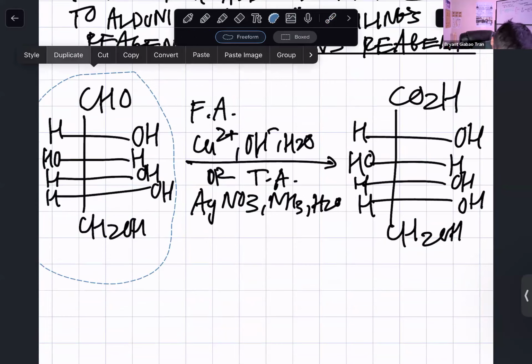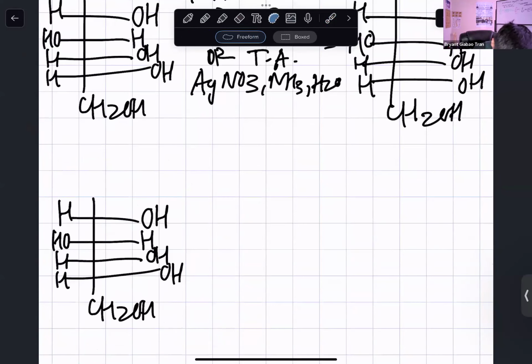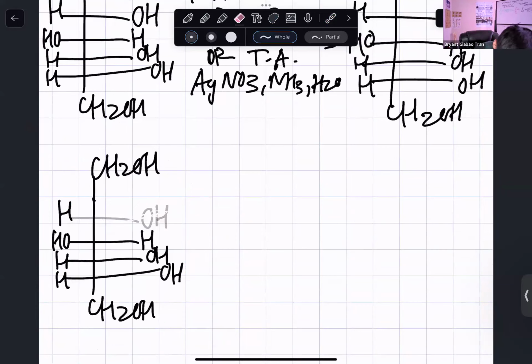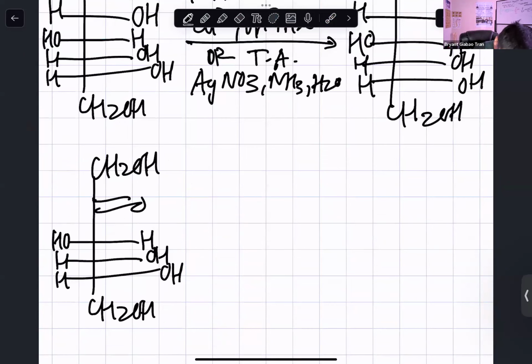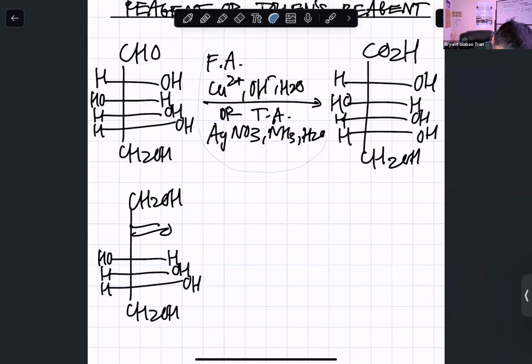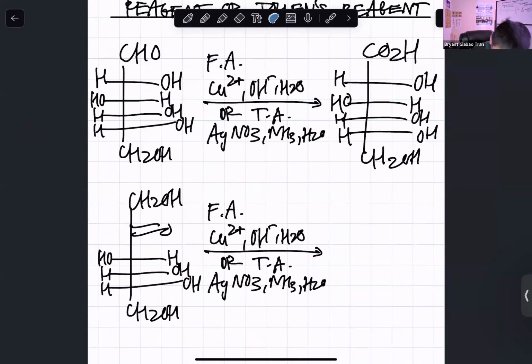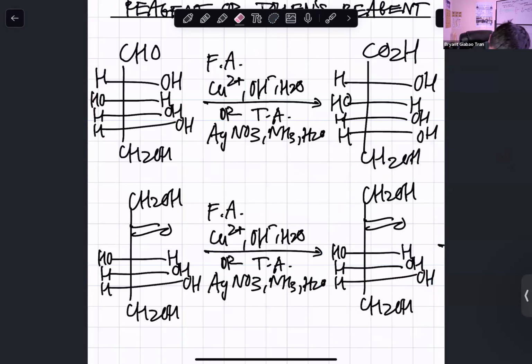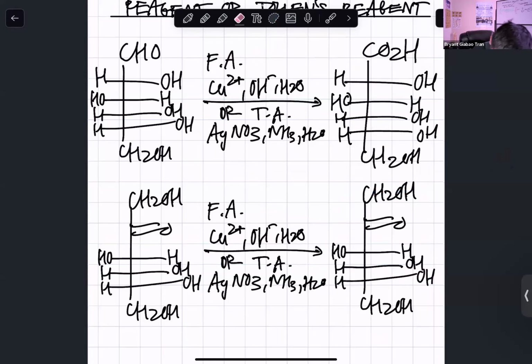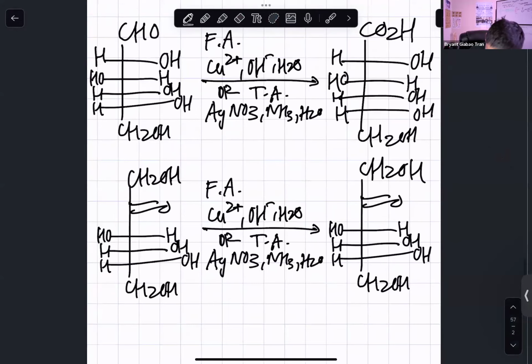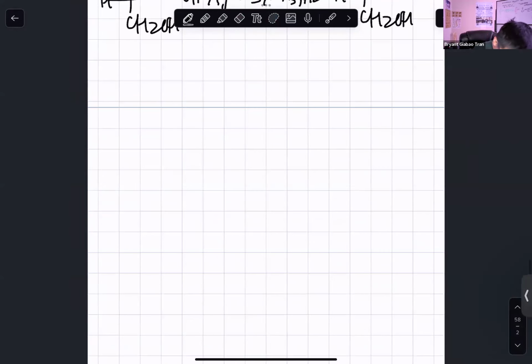If we had a ketose, for example, let's say this top carbon here is a CH2OH, and the second carbon here is the carbonyl carbon, the anomeric carbon, and we use the same kind of reagents, Fehling's reagent or Tollen's reagent, a weak oxidizing agent. We're going to oxidize the top carbon into a carboxylic acid, assuming acid workup. Right, and that's it for this oxidation reaction. CH2OH.